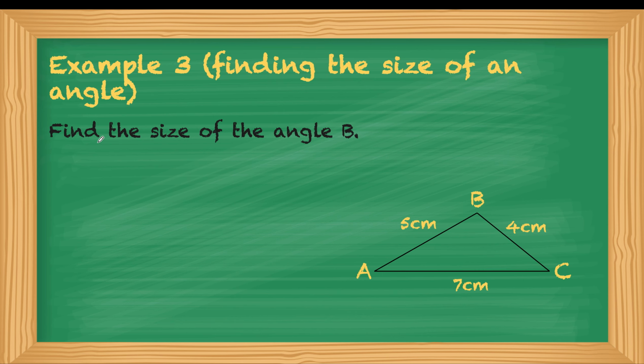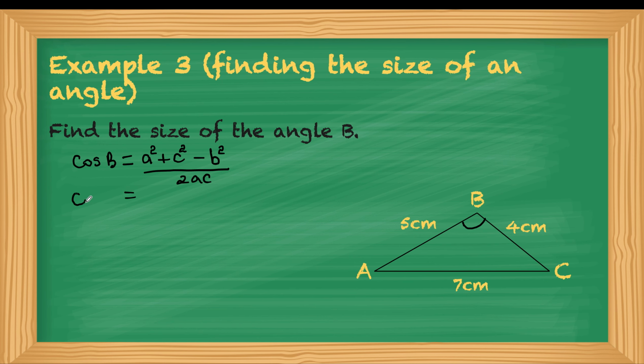So we need to find, we have all the sides here with the measurements of each, but we want to find the size of angle B. So we want to find here. Alright, now remember the formula is cos B is equal to A squared plus C squared minus B squared all over 2AC.